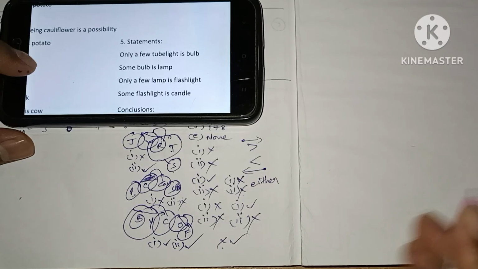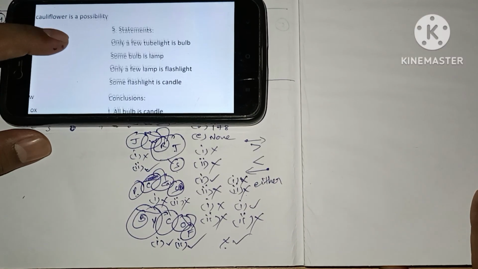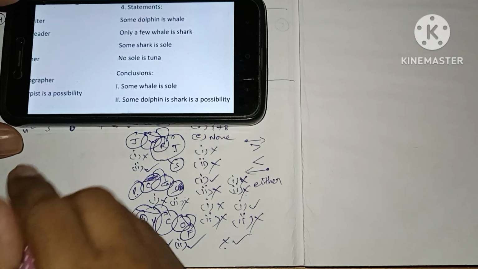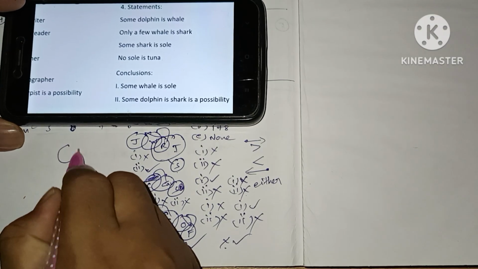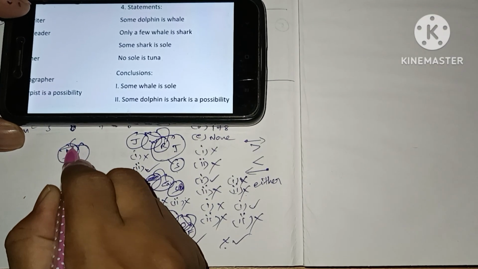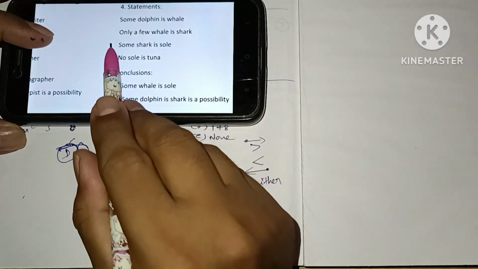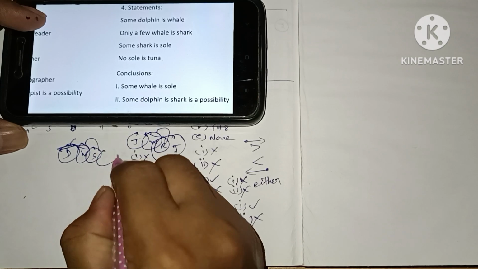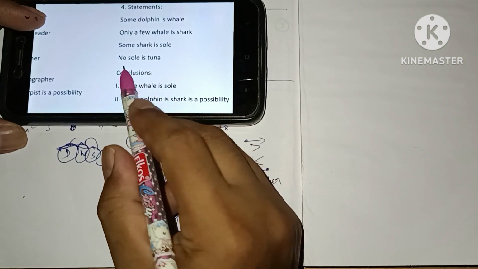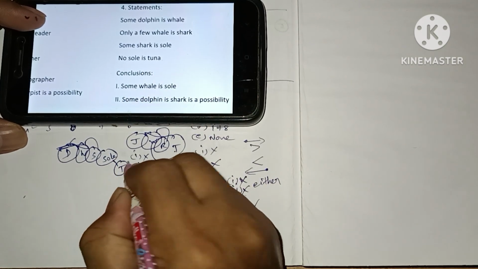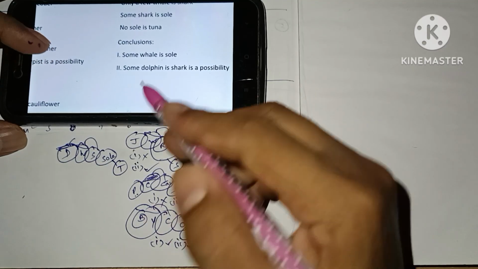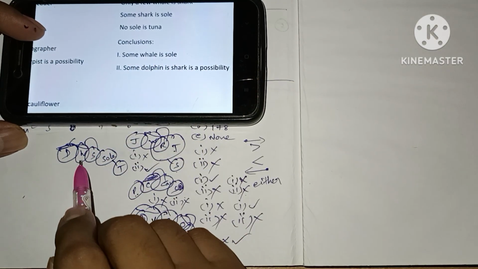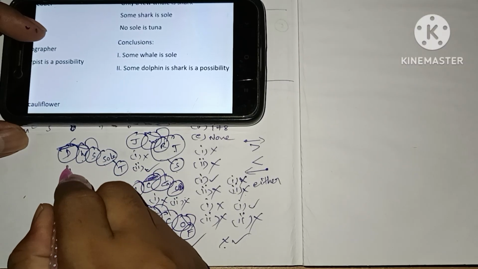Now we are going to see question number 4. Some dolphin is a whale. Only a few whale is shark. Some shark is a sole. No sole is tuna. Next conclusions. Some whale is a sole. Here whale and here is sole. There is no direct relation between whale and sole. So first conclusion will be false.